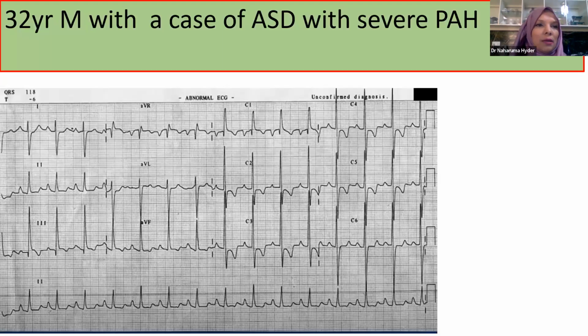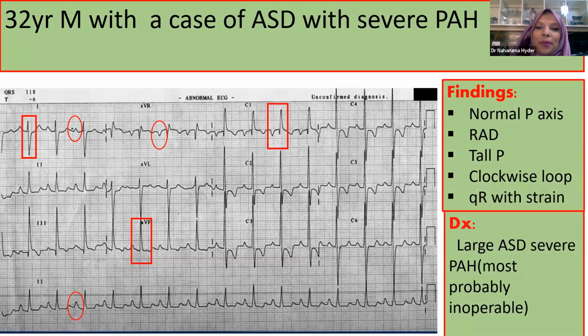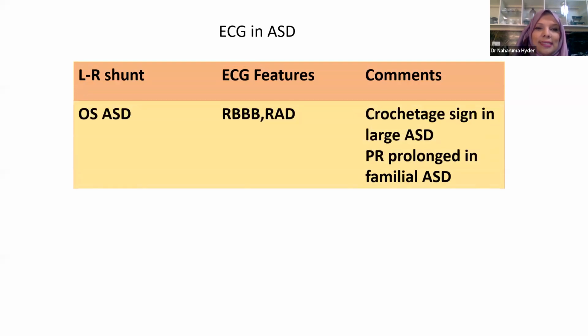And now this 32-year male, a known case of ASD with severe pulmonary hypertension, the axis is right axis. The P axis is normal, and in lead 2 there is a P pulmonale, a tall P. And if we see that QR pattern with strain, it is also very suggestive of severe pulmonary hypertension. If we correlate clinically, this patient most probably becomes inoperable. So we can summarize that in ASD secundum, RBBB will be present in all cases.